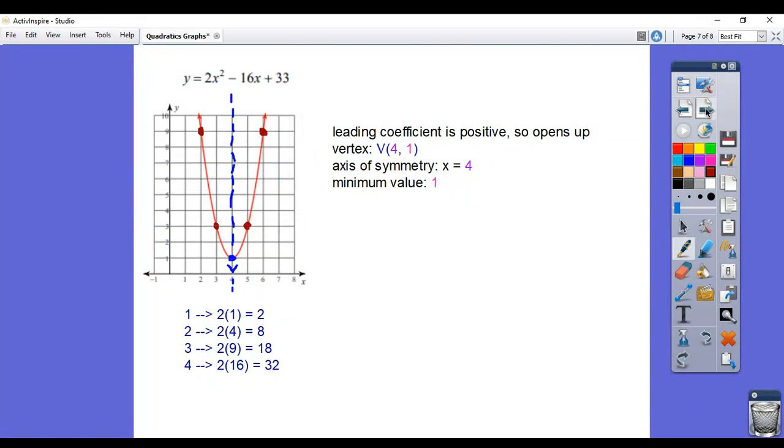Let's look at one more. We're in standard form again, but notice that I have a leading coefficient of 2. The leading coefficient of 2 is positive, so this parabola opens up. I'm going to play my vertex game again. The x-coordinate of my vertex is my axis of symmetry. The y-coordinate of my vertex is my minimum value.